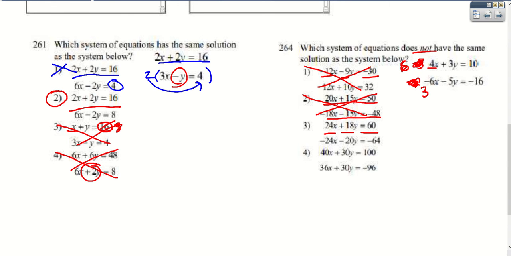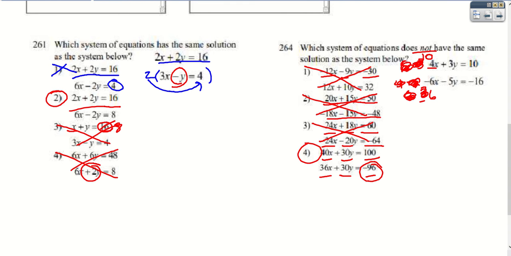And then for negative 24, we want this to be a 6. So it should be negative 24, negative, right? Oh, sorry, not 6, 4. Negative 20, and then negative 64. So that also works. And for choice 4, the top we want it to be multiplied by 10. So 40, 30, and 100. And the bottom we want to multiply by 6. So it would be negative 6. So positive 36, negative 30, and this should be positive. Oh, there's our problem. So that's our choice.